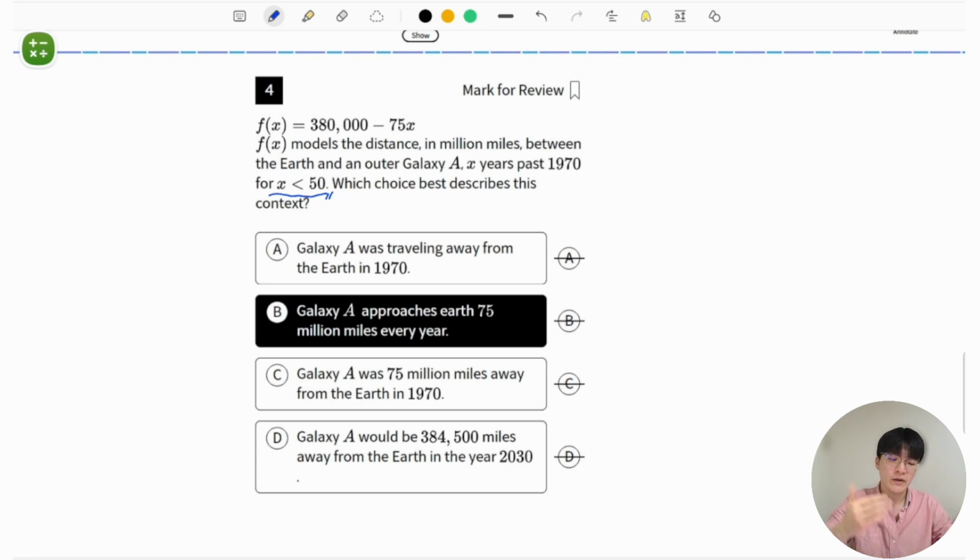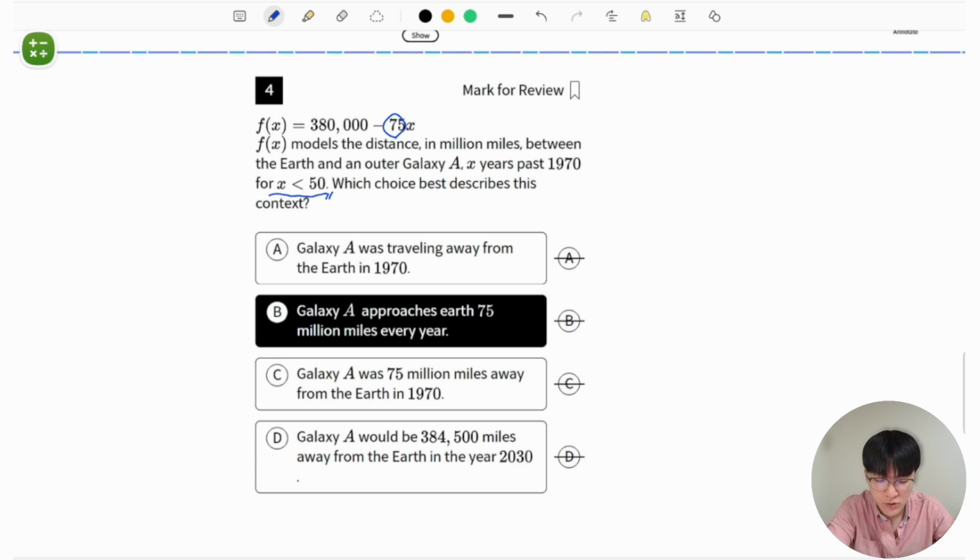All right, so what's happening here? Every year past 1970, up to x less than 50, so up to 2020, every year this outer galaxy A is moving closer. From 380,000, every year it's closing down that value by 75 million miles. So what we can see is that galaxy A is approaching Earth 75 million miles per year. That's what it's saying, okay? For the first 50 years.